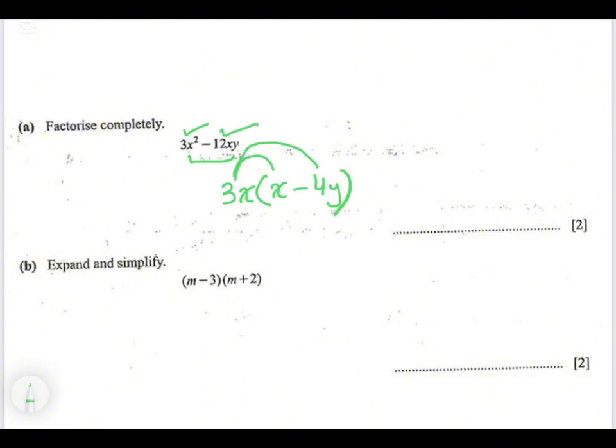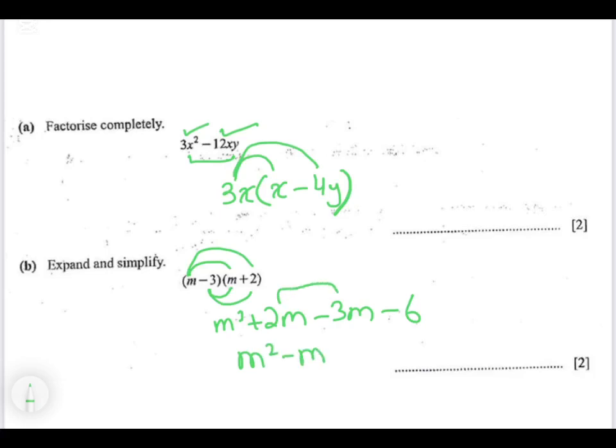Now expand and simplify. I have to multiply the brackets. m will multiply by m to give m square. m multiplied by 2 will be 2m. Again negative 3 multiplied by m gives negative 3m, and negative 3 multiplied by 2 will be negative 6. So the final answer: m square minus m, because when we subtract these two, the bigger value is 3m, so it will give a negative sign. So m square minus m minus 6 will be the final answer.